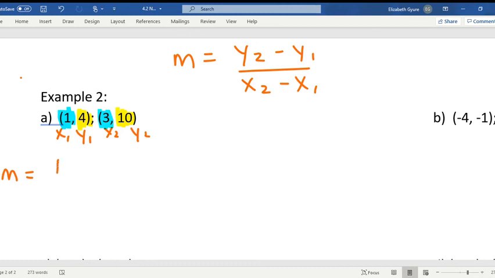10 minus 4 on top, which means I then need to do what on the bottom? Hayden? Yep, 3 minus 1. Good. 10 minus 4 is 6. 3 minus 1 is 2. And what's 6 divided by 2? 3. Okay.